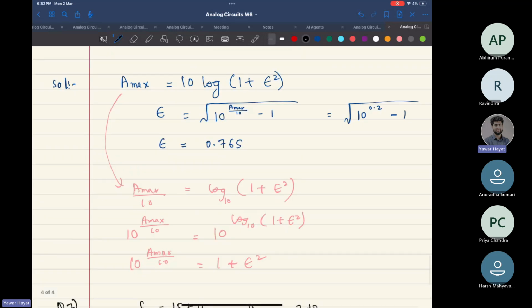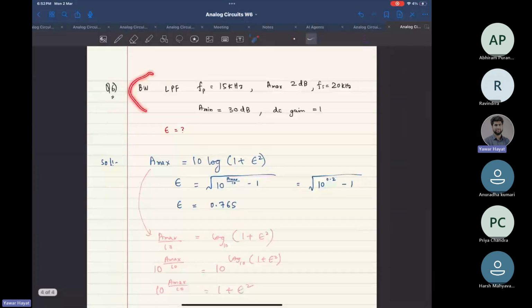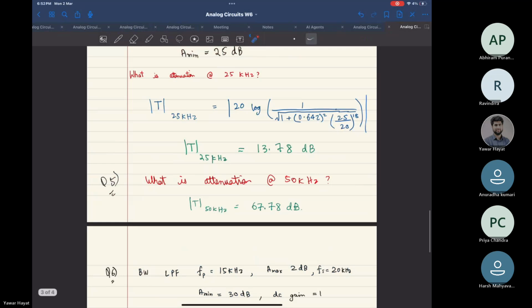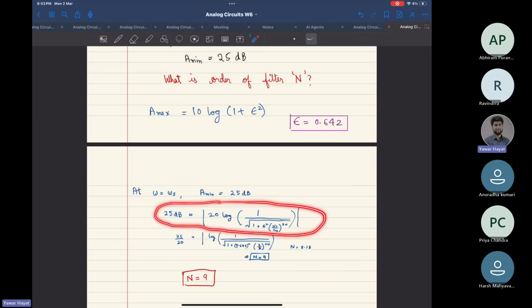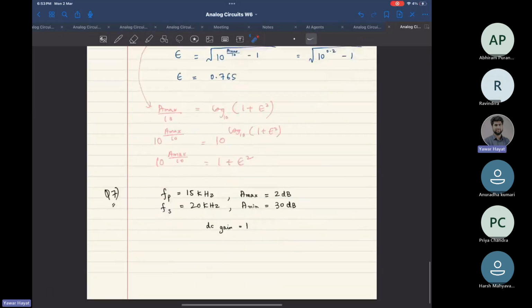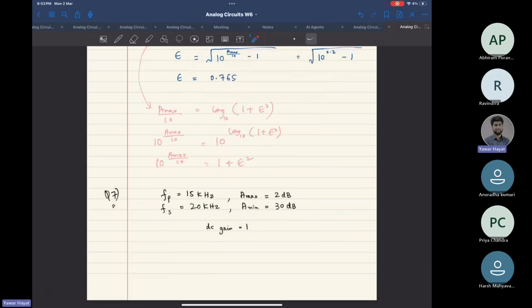See, actually, I gave you identical specifications, right? You already computed epsilon. What can you do more? We can use this one, right? That A min is given by this formula, right? And we'll be able to obtain the order of the filter, right? So if I use that, my A min is 30 dB, right? So it would be 30 over 20.